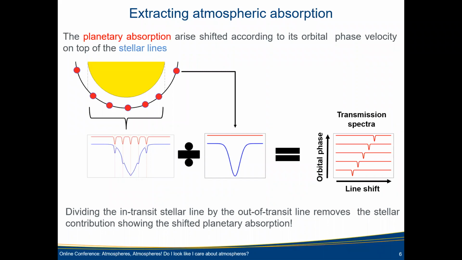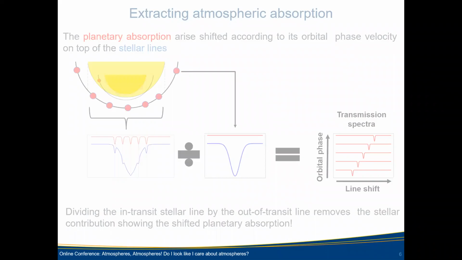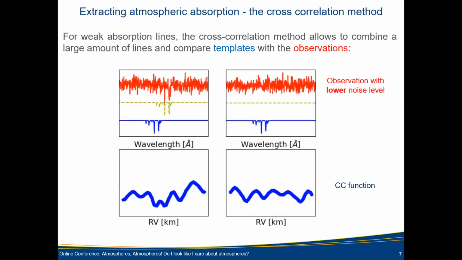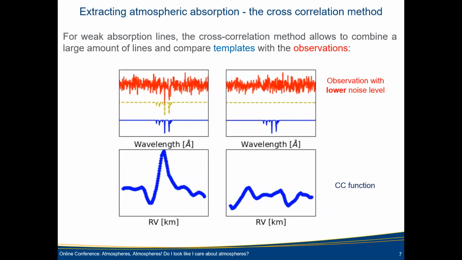However, this is an easy method which can show you fingerprints of atomic species, for instance, which have strong opacities in atmospheres, such as sodium or potassium. However, if you have lines which don't have such strong opacities, you maybe need to combine different lines. Matteo and different authors also showed very nice illustrations of the cross correlation method. So what you do is combine different lines.